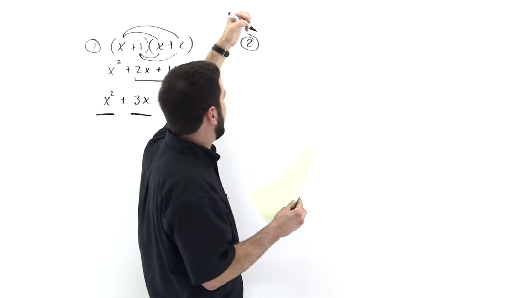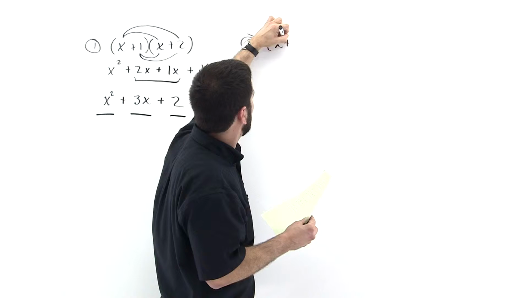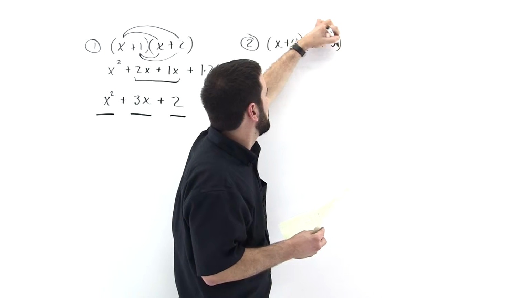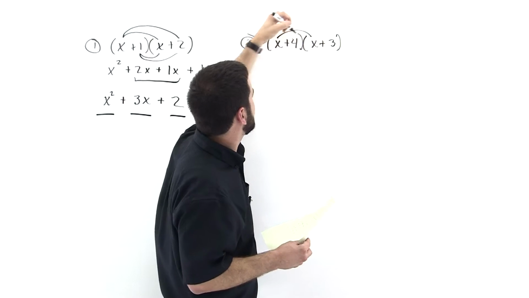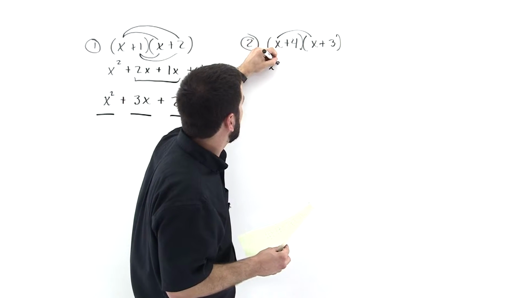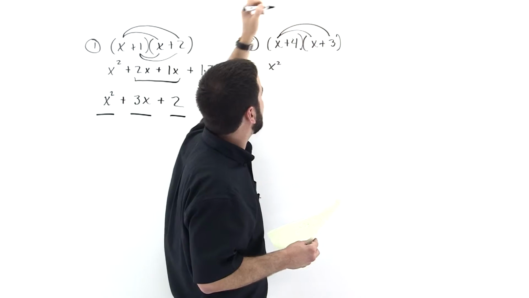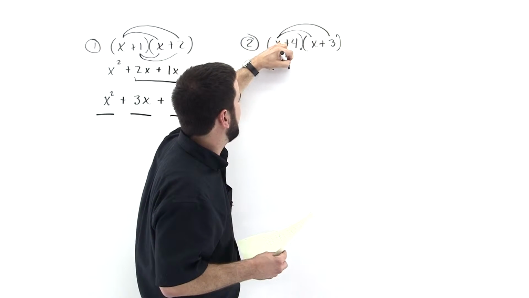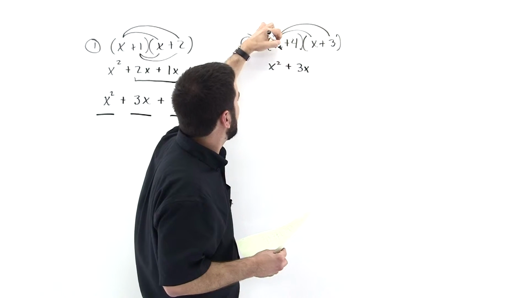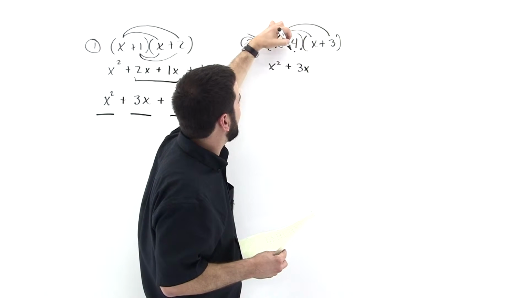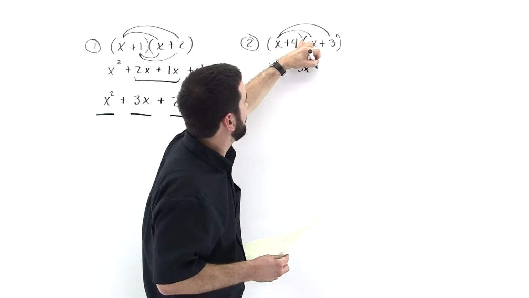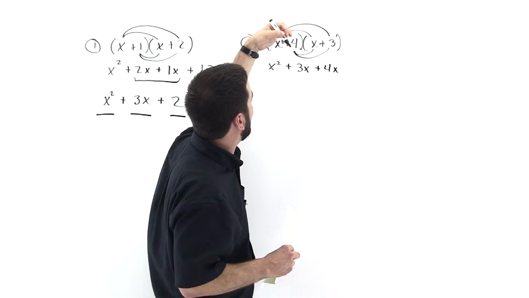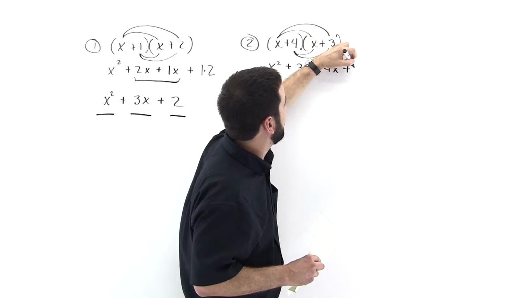So for number 2, let's consider x plus 4 times x plus 3. So we do this times this, which is x squared, and then this same thing, this times the second term is x times 3, so plus 3x. And then we start with this one, and we do this times this, so plus 4x. And then this times this, plus 4 times 3 is 12.